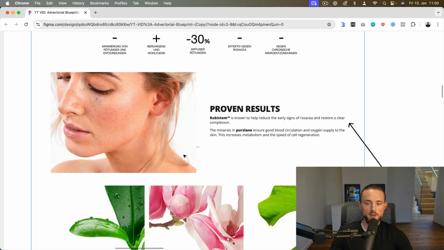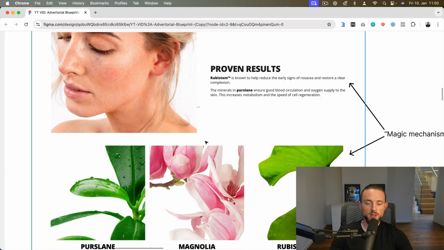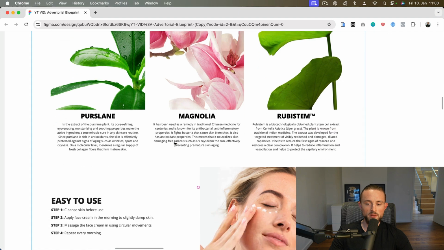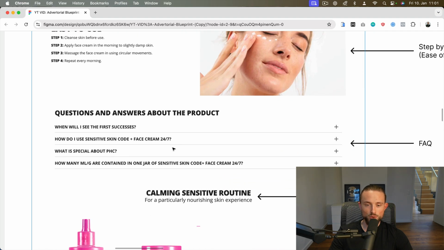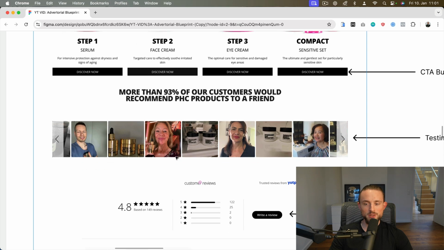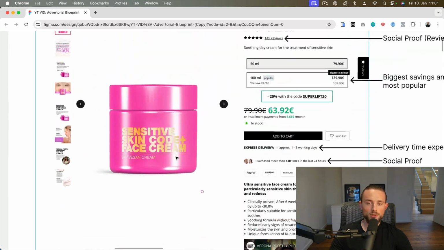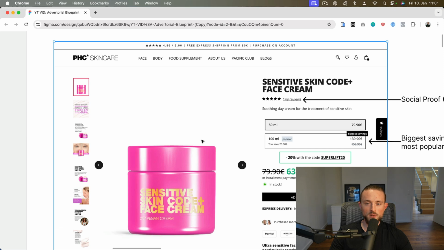And then we just have some more sections about the product, about proven results, about the unique mechanism, right? How we derive it, where it's from, how to use the product, Q&A, bundling, all of that, call to action, social proof, testimonials. Again, I don't want to break this down step by step because this video is about advertorials. But if you want a deep dive into how to build a sales page or product page, then check out the other video on my YouTube channel. I'm also going to link it down below.